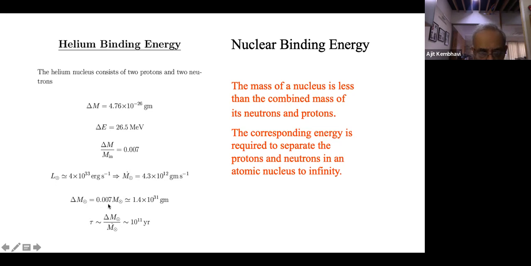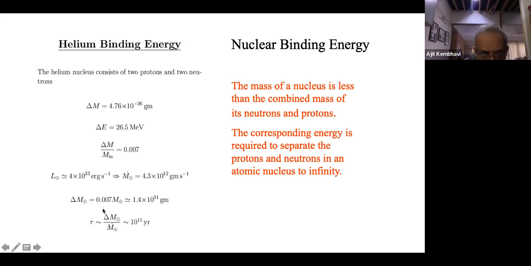And so what is the efficiency? That is 0.007 times the solar mass. The total mass which is lost will be 0.007 times the solar mass, which is 1.4 times 10 to the 31 grams. So imagine that the sun is entirely made up of hydrogen, and you convert the whole of it to helium. Then you will lose so much mass.